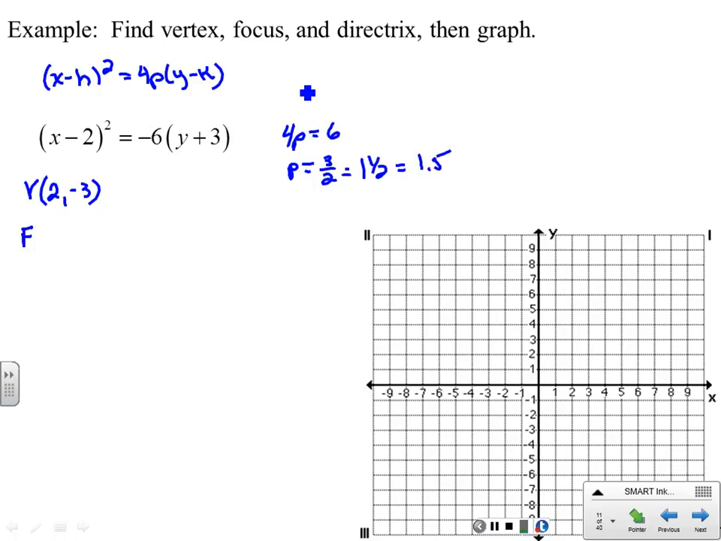Okay, the next thing, in order to find the focus, you've got to know P. And then the next thing you've got to know is, does this thing open up or down? It does open down because 6 is negative, right? So it does open down. So let's put the vertex on here. So we're at 2, -3. So there's my vertex.